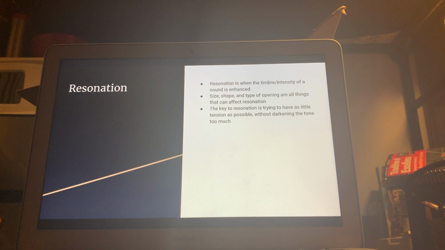And so, going back again, the key to resonation is trying to have as little tension as possible. So you really want to keep it open and not squeeze or shout, or really widen and boombox, megaphone the vowel. But you also want to darken the tone, though you don't want to pull it all the way to the back of your throat and darken it, because that can cause issues not only with health, but also with just the sound.